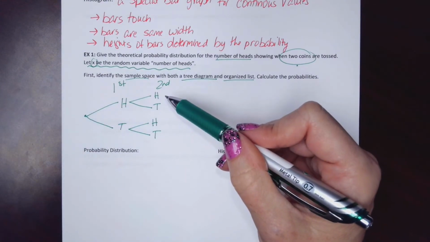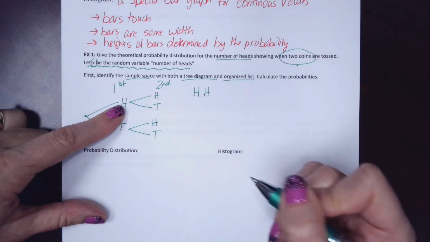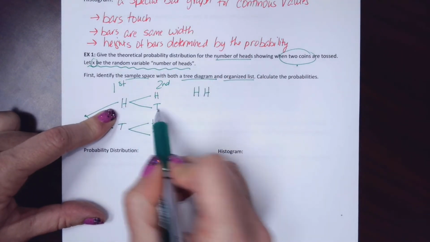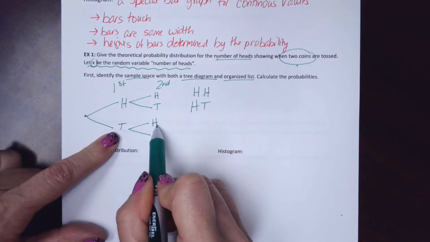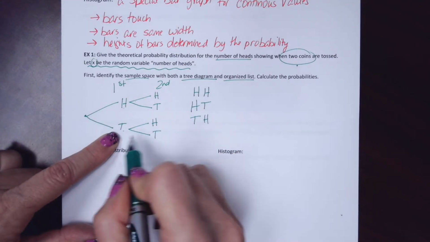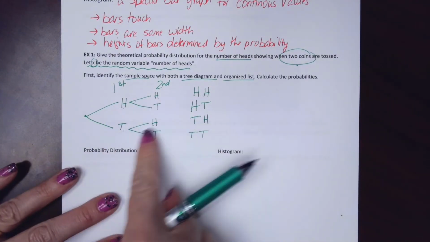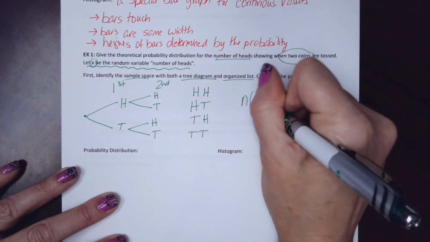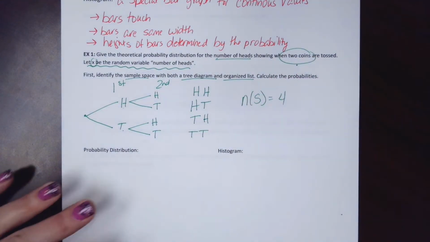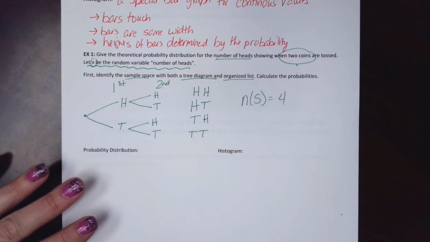Either I can have heads on both coins, both tosses. I could have heads on the first coin, tails on the second. I could have tails on the first, heads on the second. Or both of them could come up tails. So there's my tree diagram, here's my organized list. I see that this number of outcomes in my sample space is 4, no matter which way I look at it. I have 4 different outcomes in my sample space.